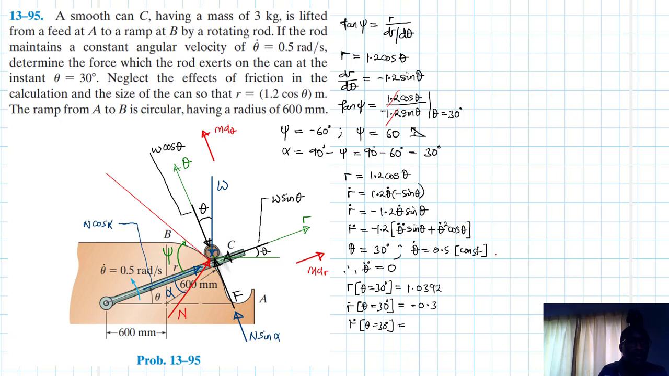Of course, this part goes to 0. Then we have 0.5 squared cos 30 times 1.2, so we have minus 0.2598. So there we go. Let's work out this stuff.